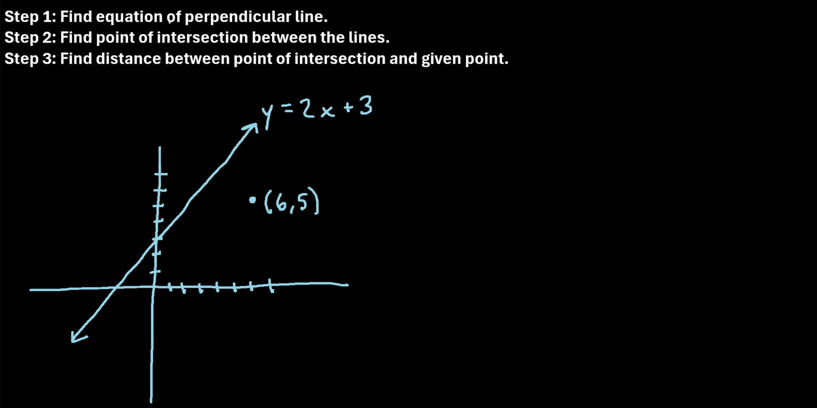Step 1 is we need to find the equation of the perpendicular line, the line that is perpendicular to this given line right here. We know that this given line has a slope of 2 because it's in the format y equals mx plus b, where m is the slope. So the slope of this line is 2, or 2 over 1. The perpendicular line will have a slope that is the negative reciprocal of this. The reciprocal just means you flip the numerator and denominator, and then we make it negative, so we reverse the sign. So the perpendicular line will have a slope of negative 1/2.